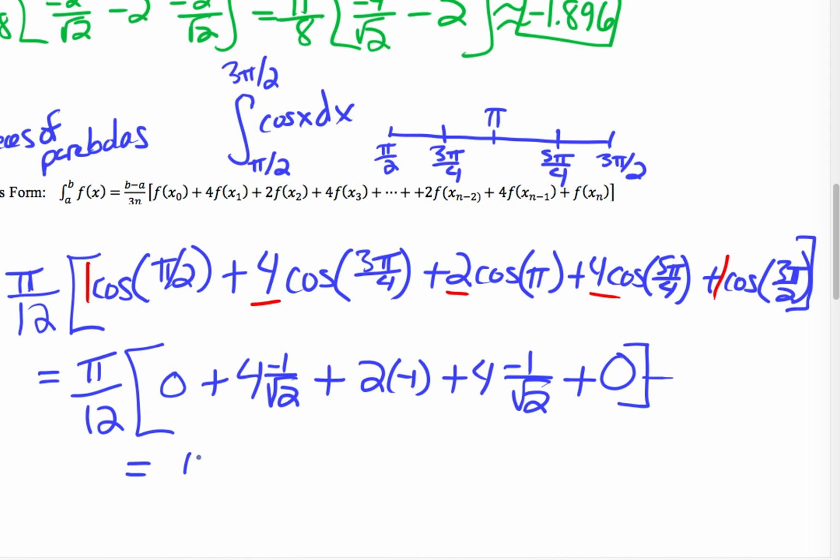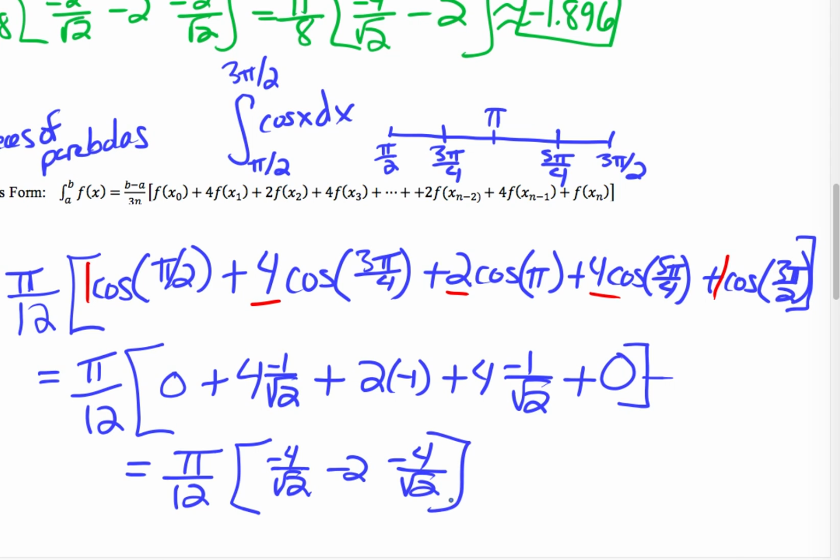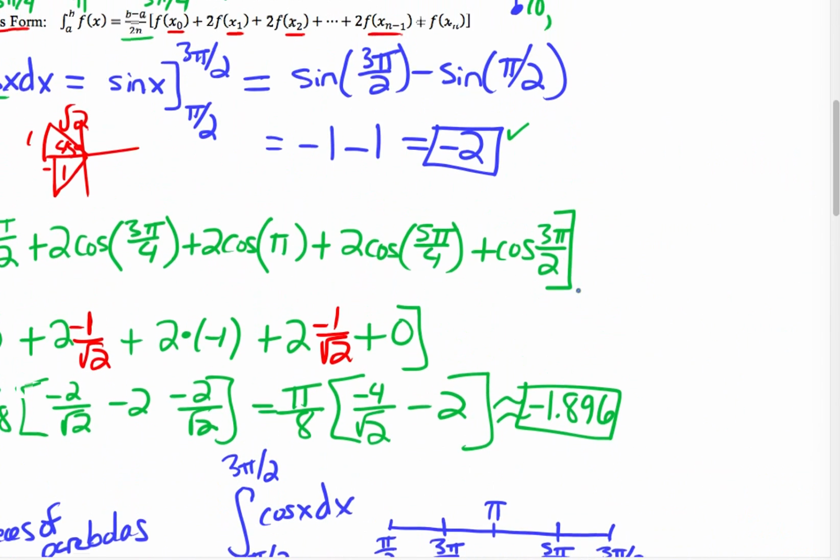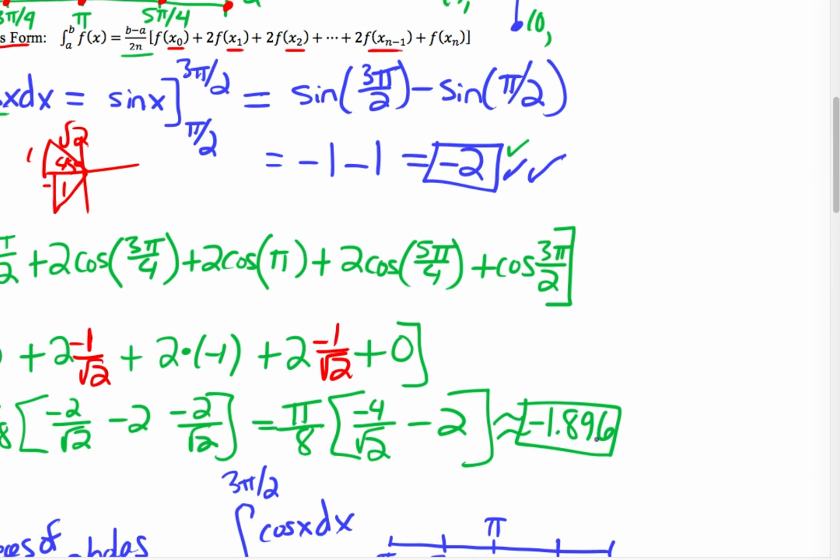So what's that simplify to? I think it's pi over 12 times negative 4 over root 2 minus 2 minus 4 over root 2. We can put our like terms together the same way or a different way than last time. So I've got negative 8 over root 2 minus 2, and then I can stick that in my calculator. I went ahead and stuck that into my calculator, and this time I got negative 2.0046. So you can see that's much closer to the true answer than negative 1.8 was.